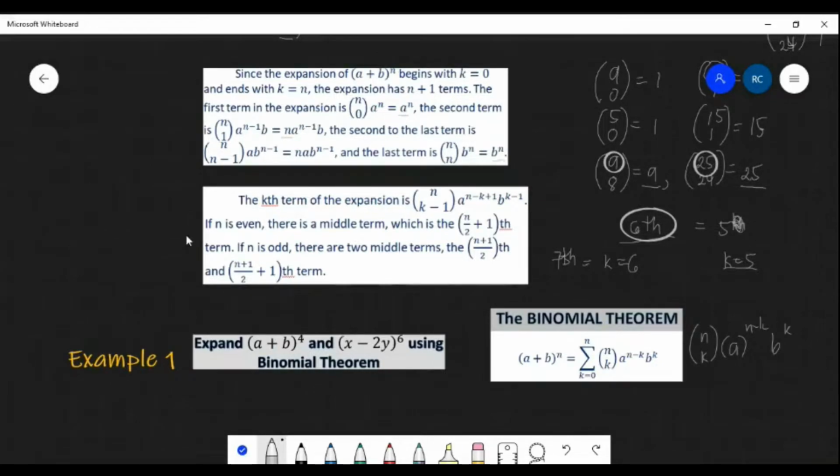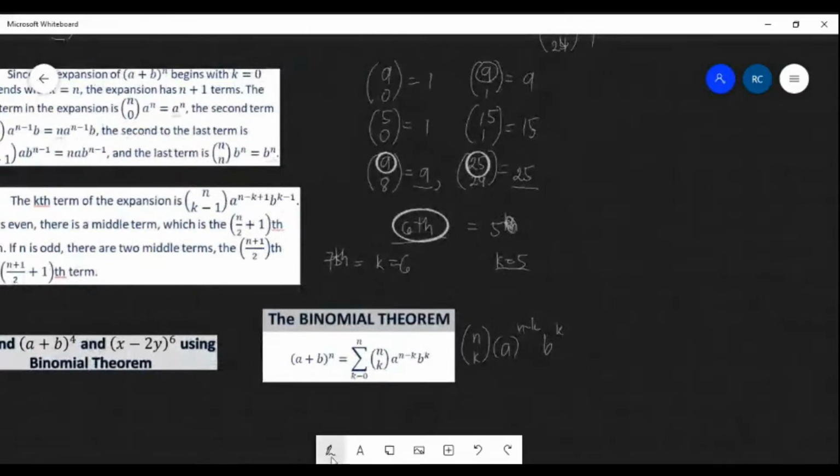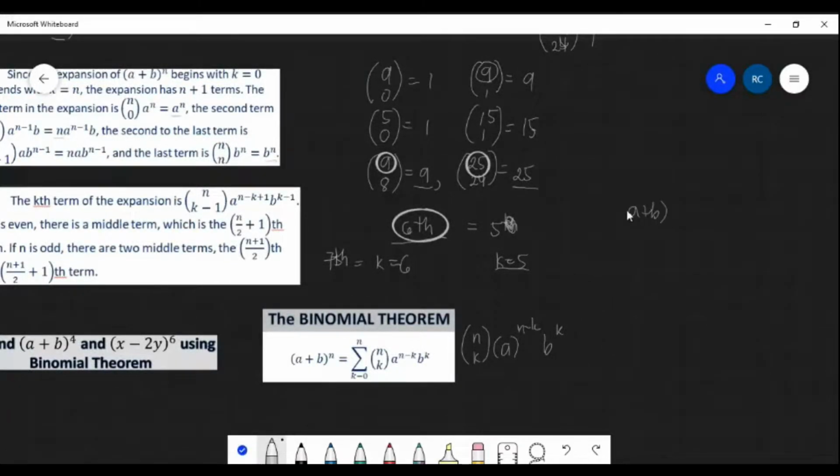Yes, yes po. Next. If n is even, so I'm referring to the exponent, ha? Kapag yung exponent daw natin ay even, there is a middle term which is n over 2 plus 1 term. Halimbawa, yung n natin ay 4. So, a plus b raised to 4. And 4 is an even number. Para mahanap yung gitna nito, kapag in-expand natin, gagamitin natin yung formula na to. So, n over 2 plus 1. So, 4 divided by 2 is 2 plus 1, that is 3. So, meaning, yung middle term natin yung 3.